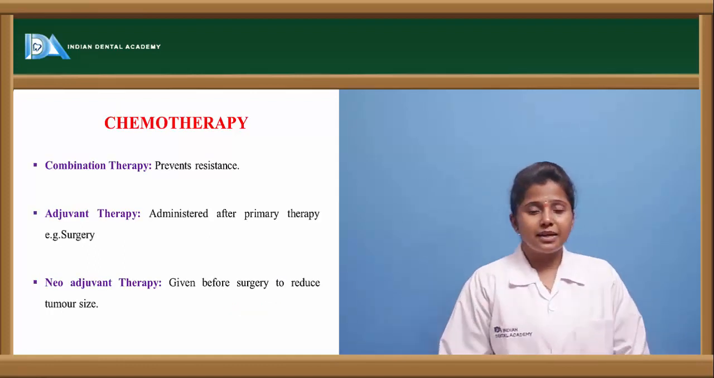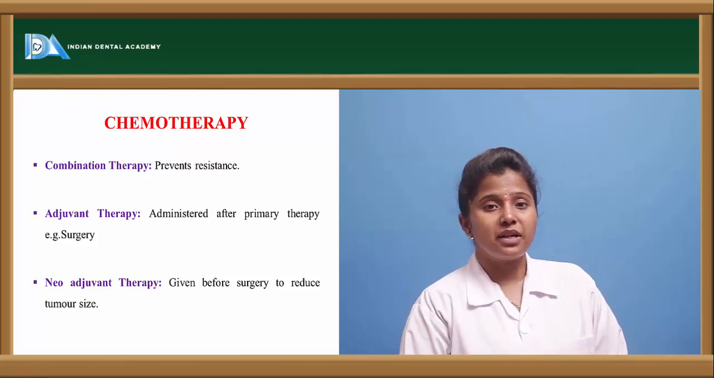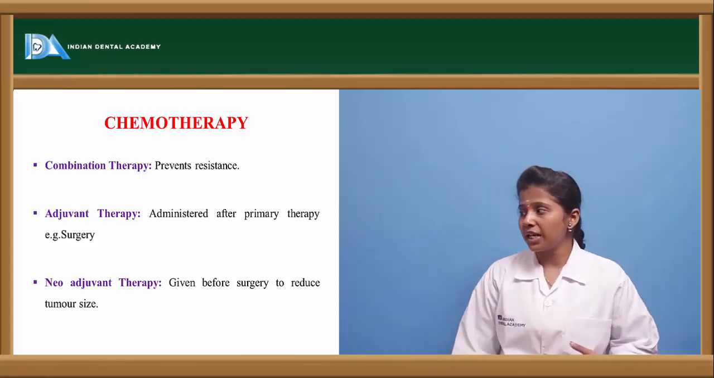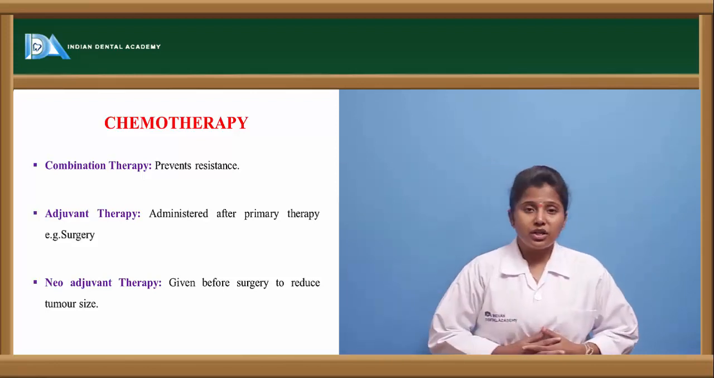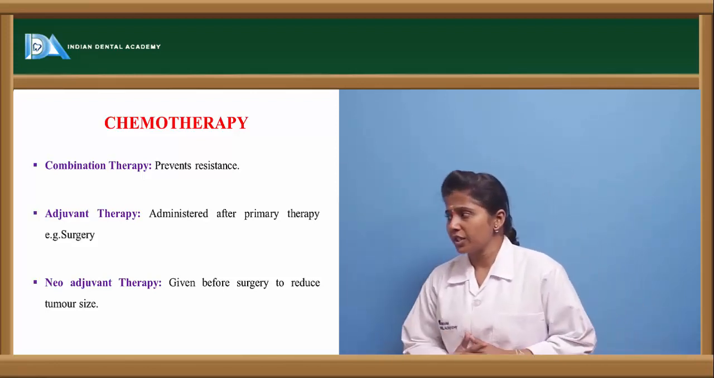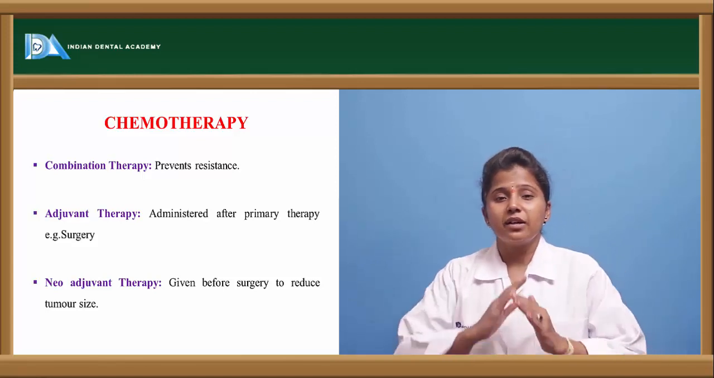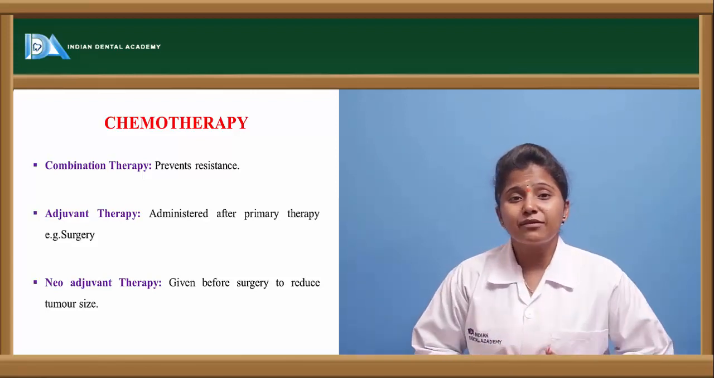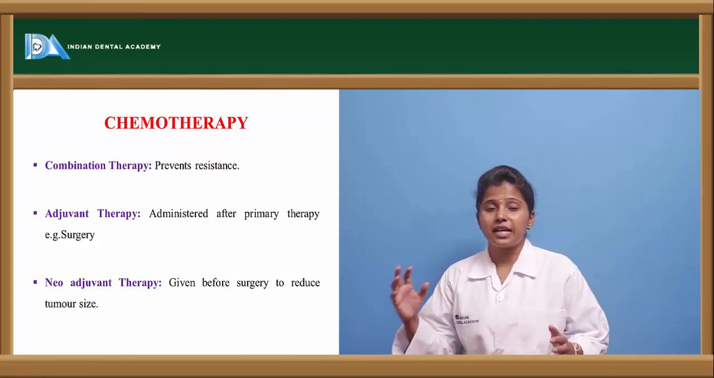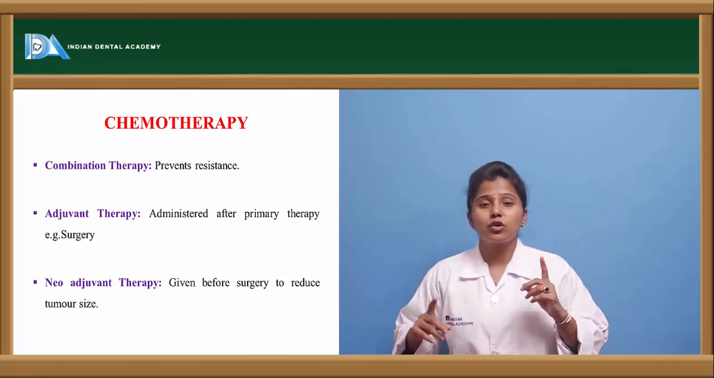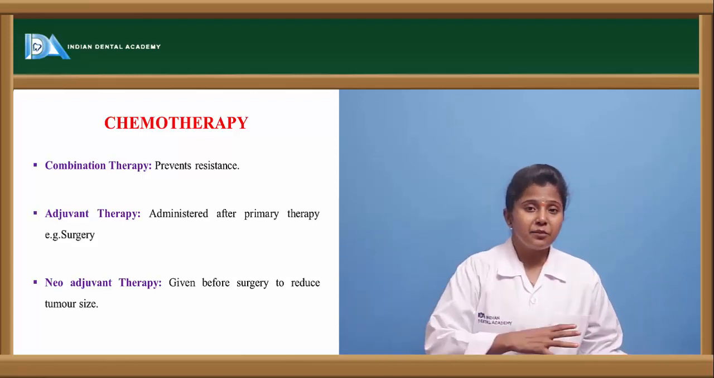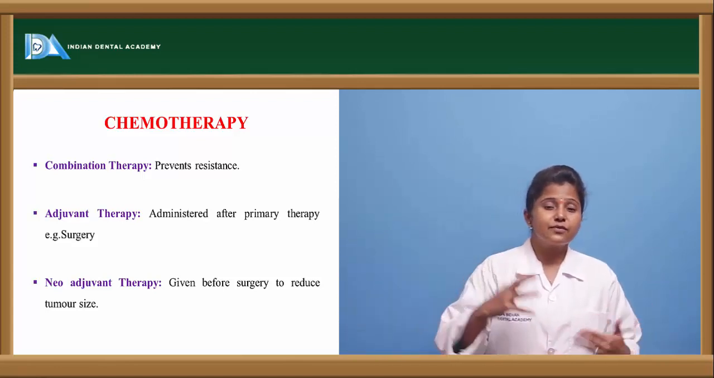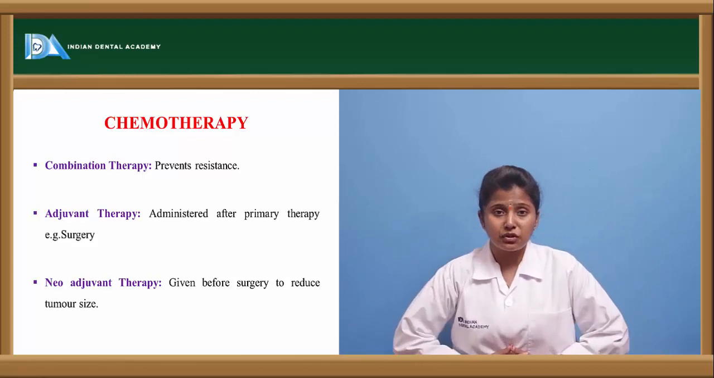So what is chemotherapy, or how can chemotherapy be given? Chemotherapy can be given either as combination therapy, adjuvant therapy, or neoadjuvant therapy. So what is combination therapy? It means we prescribe medication in combination, not only a single drug, but different categories like anti-metabolites, alkylating agents, and vinca alkaloids. So we have to give a combination of these drugs.